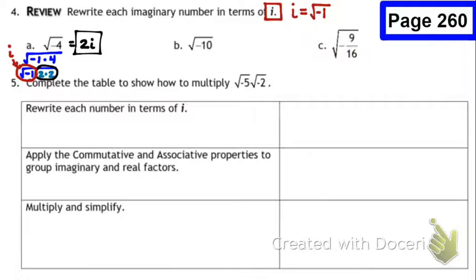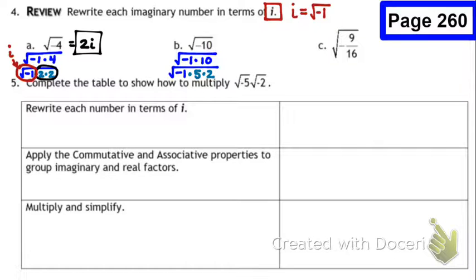Look at the one in the middle. Square root of -10. -1 times 10. Can I break down the 10 any more than that? 5 times 2. I got to stop there. I can't break down 5 more. I can't break down 2 more.